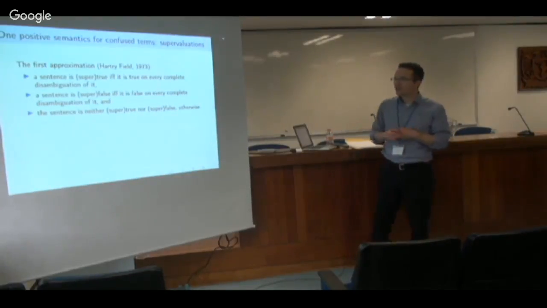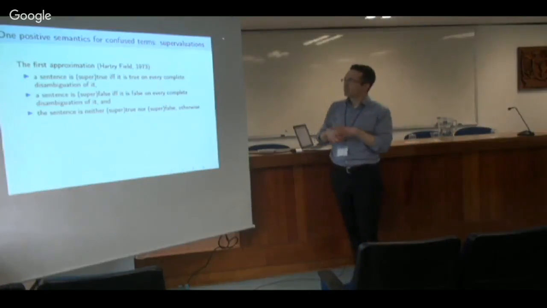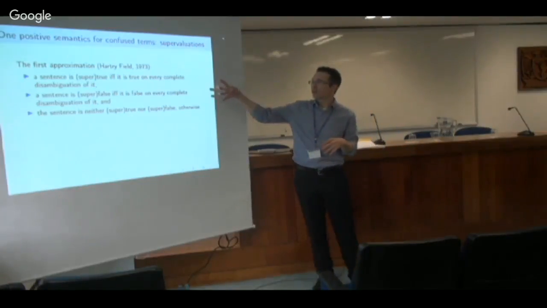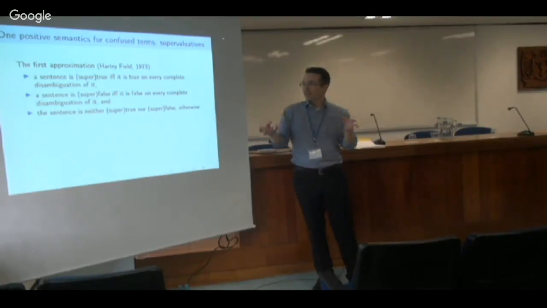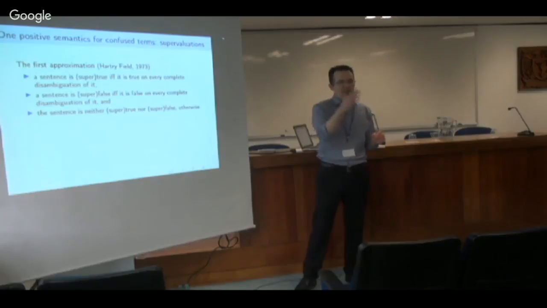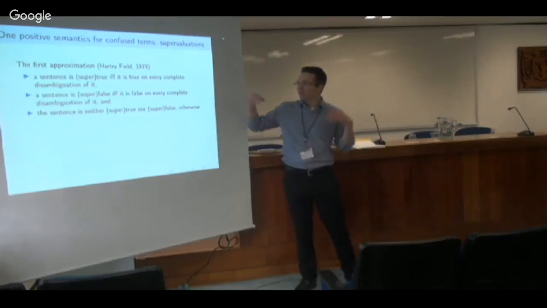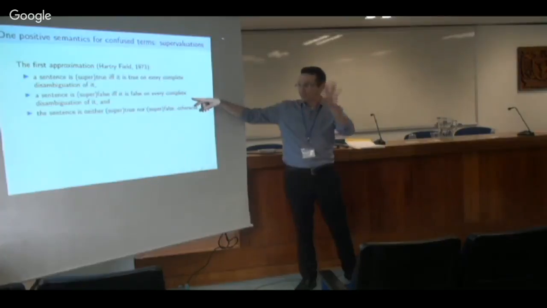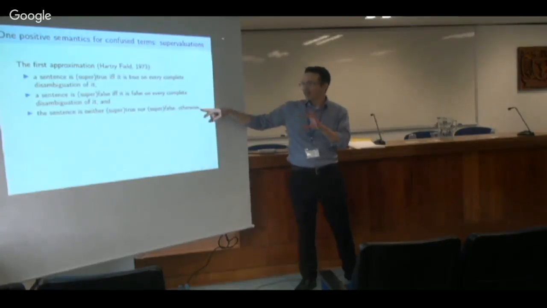Okay, so you might say, well, wait, what do the positive semantics for confused terms look like? Here's the first approximation of it, and it goes back to Hartry Field's article from 1973. A sentence is super true, or we might just say true. There's an argument about whether super truth is a truth theory. But a sentence is super true if it's true on every complete disambiguation of it. If in every single way you disambiguate Charlie, it comes out true, then the sentence about Charlie is true. It's super false if it's false on every complete disambiguation, and it's neither true nor false otherwise.